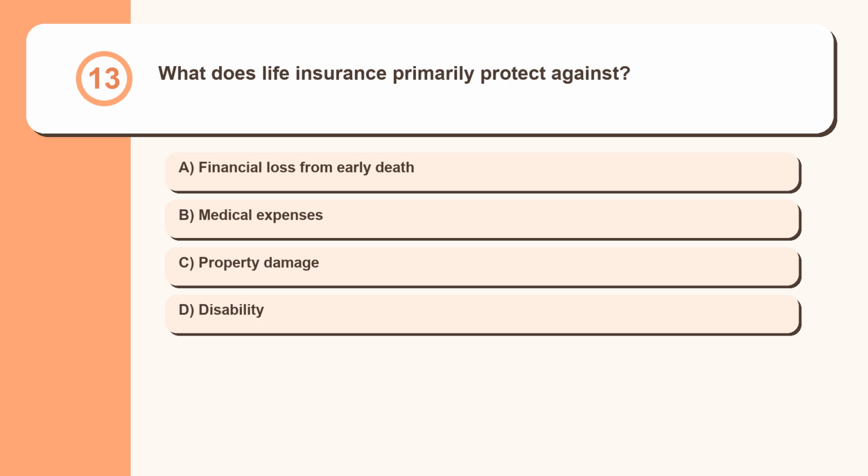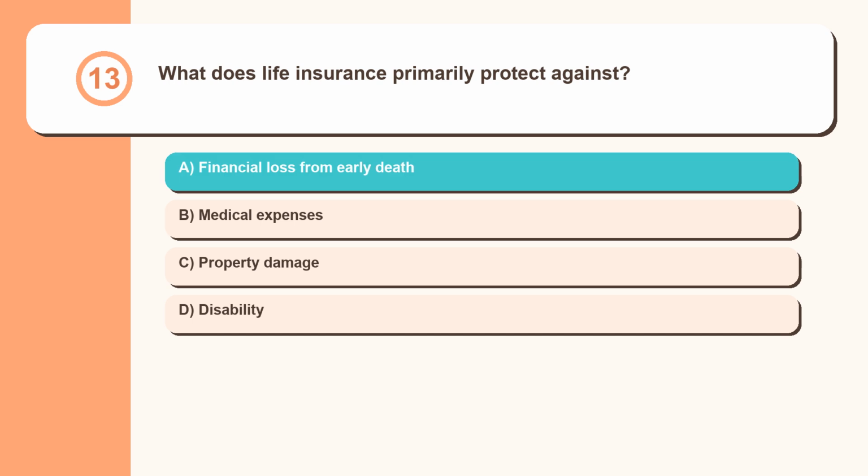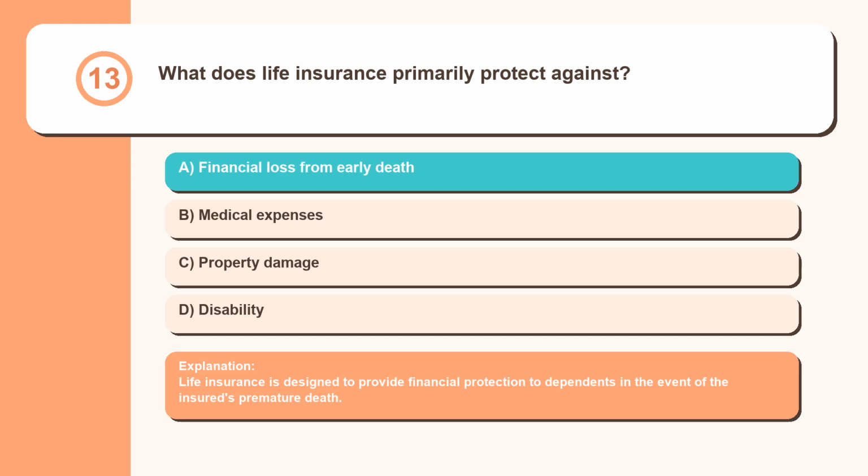Question 13. What does life insurance primarily protect against? Financial loss from early death, medical expenses, property damage, disability. Life insurance is designed to provide financial protection to dependents in the event of the insured's premature death.